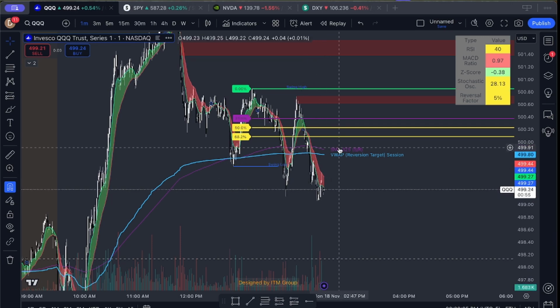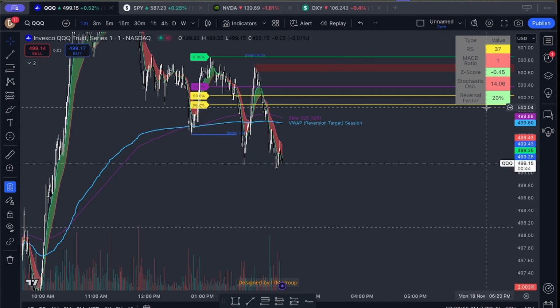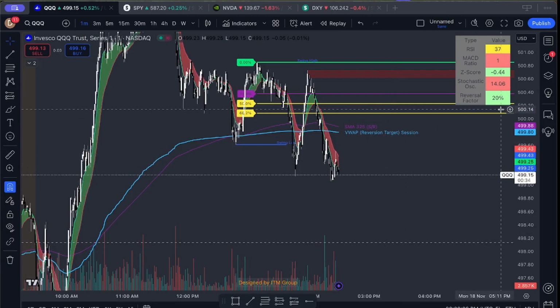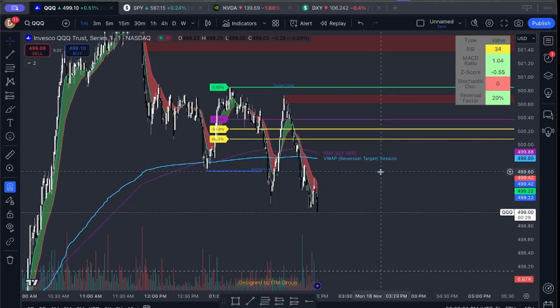Great. So now, how are we actually looking at increasing our reversal factor? Our reversal factor tells us how likely it is to reverse at that current moment. It's not just a 100% reversal probability, it's also how strong the reversal could be. So for example, if it's 20% right now, that means there's a small chance that we see a reversal here.